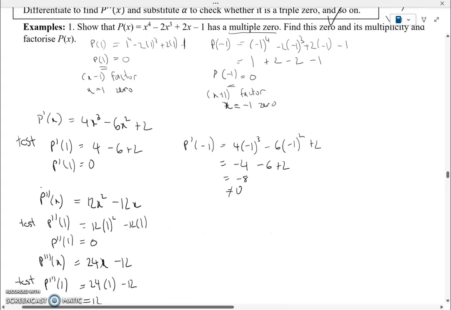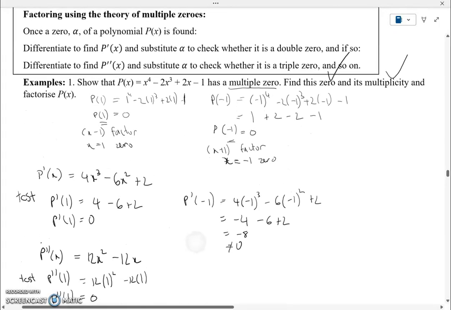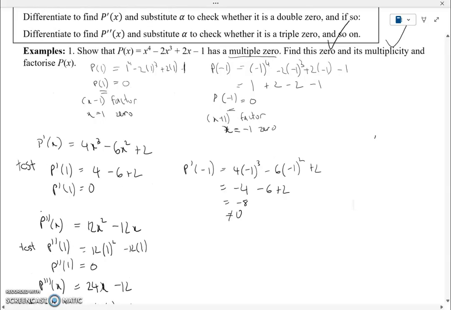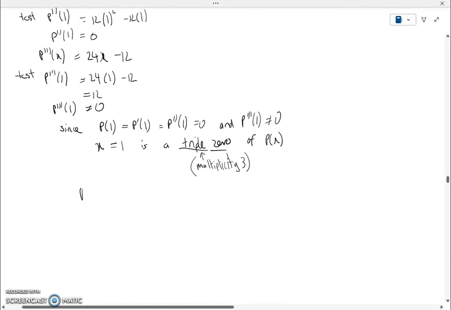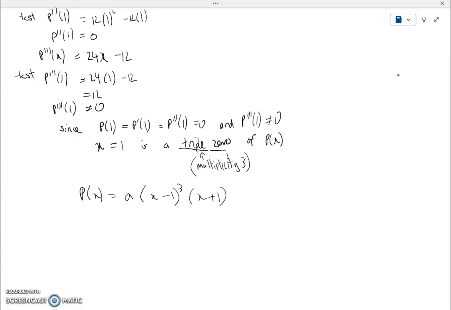Okay, and then it says to factorize p of x. Because I know that x plus a is a single factor, and I know that x plus 1 is a single factor, and I know x minus 1 is a triple factor, I've already essentially worked out how to factorize it. It must take the form p of x is equal to a, and then x minus 1 to the power of 3, x plus 1. And because it's monic, the a value will equal 1. So p of x will just be x minus 1 all cubed, x plus 1. And you could have jumped straight to that if you wanted to.